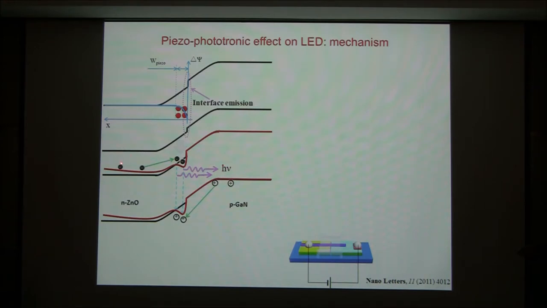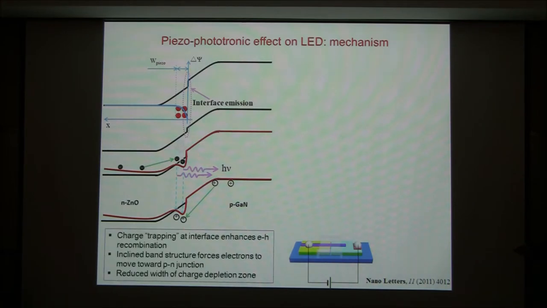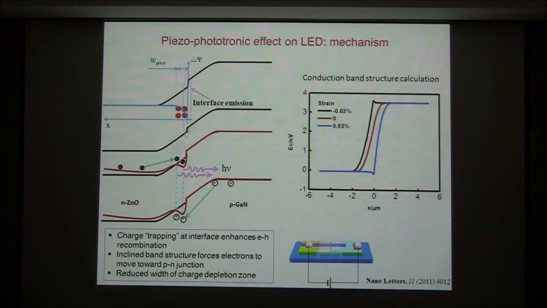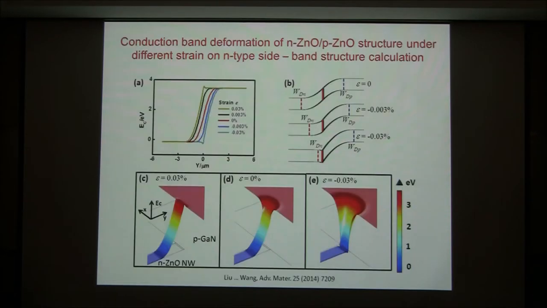So when you apply a mechanical strain, it produces a polar charge, and this polar charge is only a couple of atomic layers thick at the interface. This charge channel can momentarily trap electrons to produce more photon emissions here, and this is attributed to the fundamental mechanism of the piezophototronic effect for enhancing the emission intensity of LED. Well, is this true? Does this truly exist here? So we did the band structure calculation here.